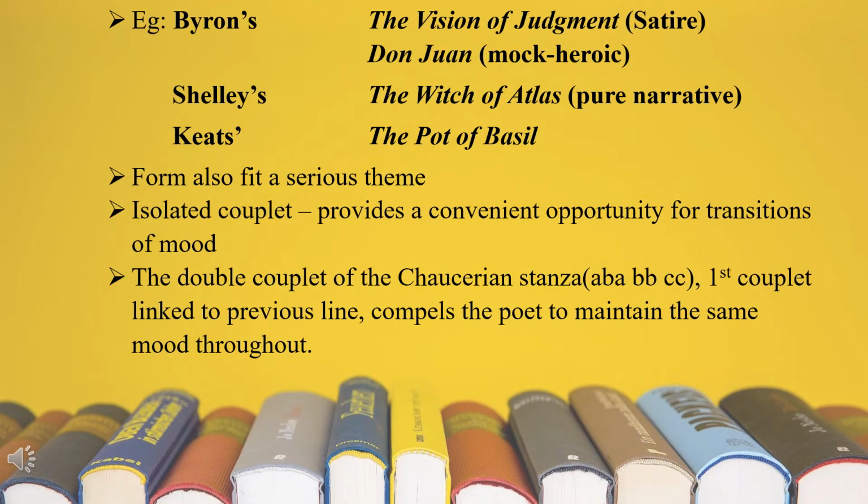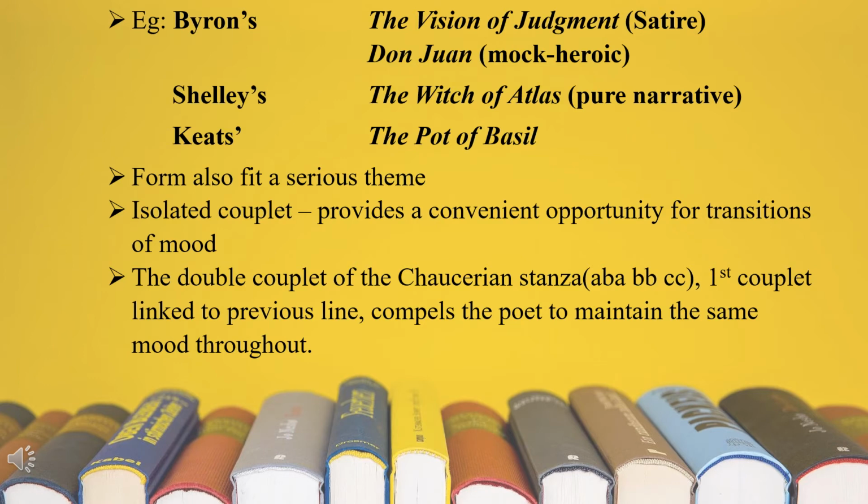Examples of octava rima can be seen in Byron's The Vision of Judgment. It is a satire. Don Juan is a mock heroic poem. Then Shelley's The Witch of Atlas, that is a pure narrative, and Keats' Isabella, or The Pot of Basil.